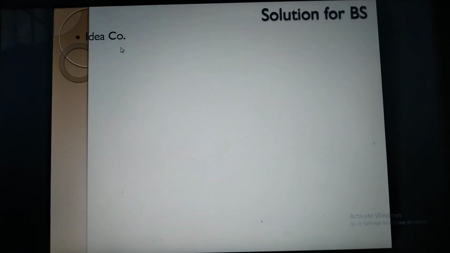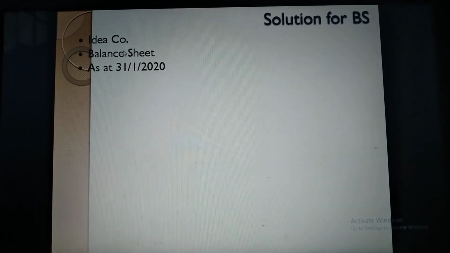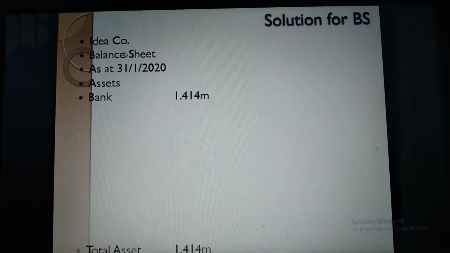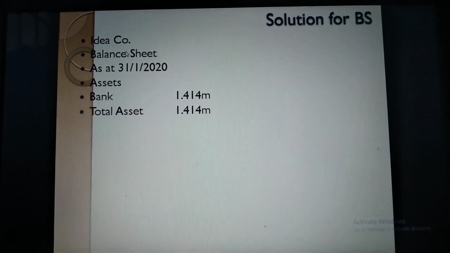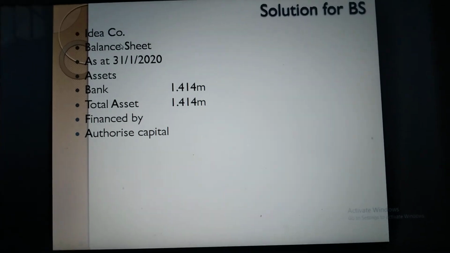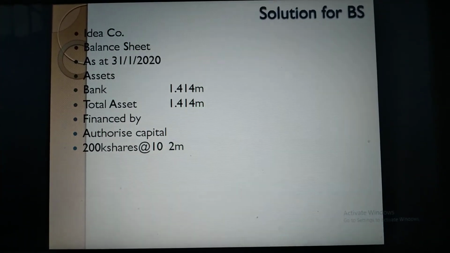Now, you prepare now the balance sheet. In the preparation of balance sheet, Idea Company balance sheet as at 31st January 2020. Assets, we have bank 1.41 million, total asset 1.41 million, financed by authorized share capital. Our authorized share capital is 2 million. Then you close the account.